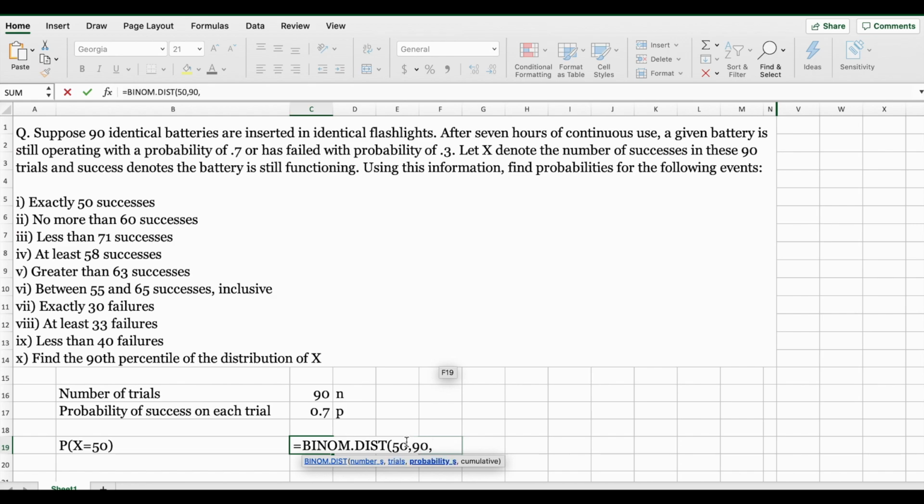The next argument is asking us for probability-s. This is referring to the probability of success. So here, as per the question, the probability of success on each trial is 0.7, comma. So here you have 2 options, true, which is cumulative probability, and false, which is probability mass function. So here in this case, since we're looking for X when it's exactly 50, we are going to use the false statement.